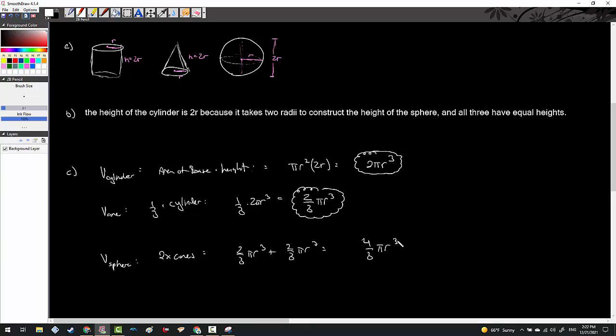pi r cubed. And again, that's the suspension of belief that I need you guys to kind of have, that if we had this activity in front of us, you guys would get 2 of those cones to fill the sphere. And of course, this relies on all 3 shapes being the same size, and of course they would be. So there is your volume of a sphere formula. So it's 4/3 pi r cubed. I'll be back with the next problem. Give me a second.